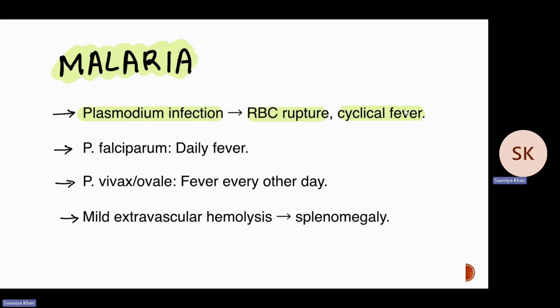Next, we're going to talk about malaria, and as we know, it's an infection with Plasmodium, which is transmitted by the female Anopheles mosquito, and that affects the RBCs and the liver. So we see intravascular hemolysis in malaria, and it occurs as the RBCs rupture during the Plasmodium's life cycle, and this is causing a cyclical fever. In species such as Plasmodium falciparum, we would see daily fever, whereas in Plasmodium vivax or ovale, fever would be every other day. The spleen itself also destroys some infected RBCs. So this can lead to mild extravascular hemolysis and splenomegaly. But malaria is mainly intravascular hemolysis, although it can lead to extravascular hemolysis.